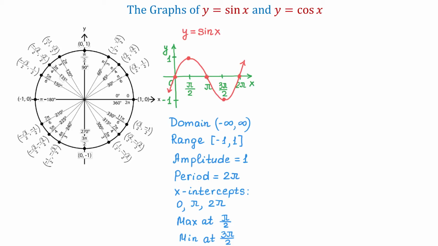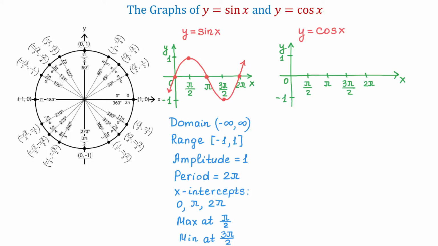Now, it's time to graph the cosine function. Just like with the sine function, along the x-axis, we will plot 0, pi over 2, pi, 3 pi over 2, and 2 pi. Now, on the unit circle, the values of cosine are represented by the x-coordinates of these points. So, at 0, cosine is 1, at pi over 2, cosine is 0, at pi, cosine is negative 1, at 3 pi over 2 is 0, and at 2 pi is 1.